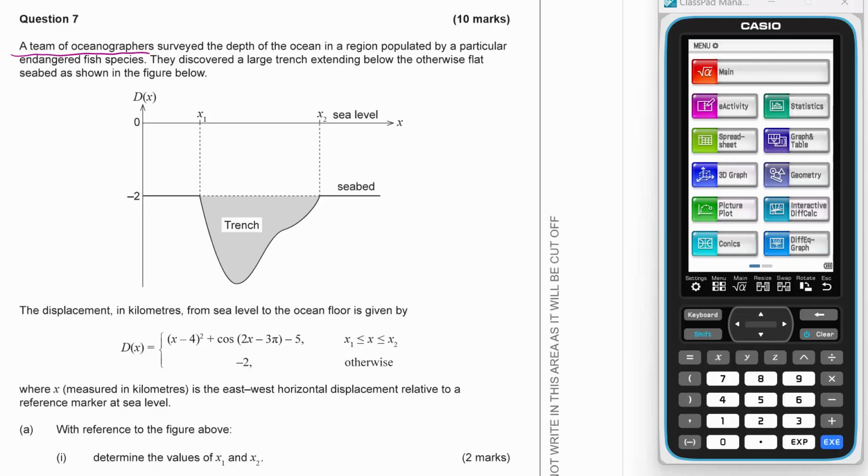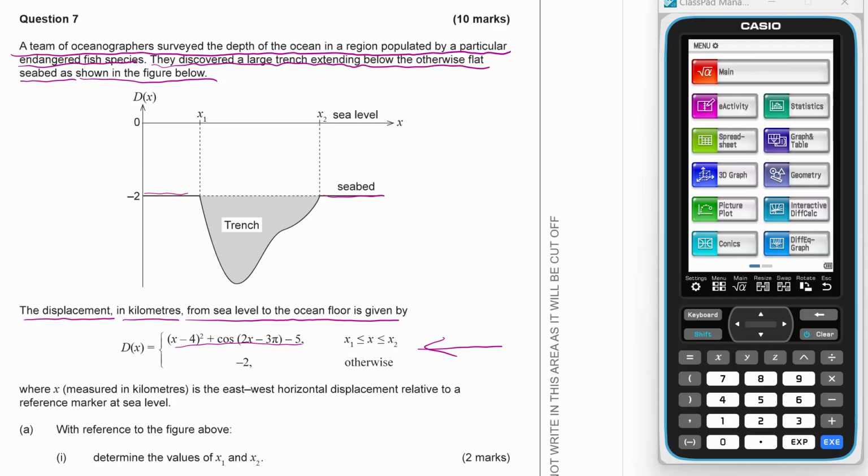A team of oceanographers surveyed the depth of the ocean in a region populated by a particular endangered species of fish. They discovered a large trench extending below the otherwise flat seabed as shown in the figure below. The displacement in kilometres from sea level to the ocean floor is given by this piecewise function here. We can see the -2 part is the rest of the seabed, and then this function here is the trench.